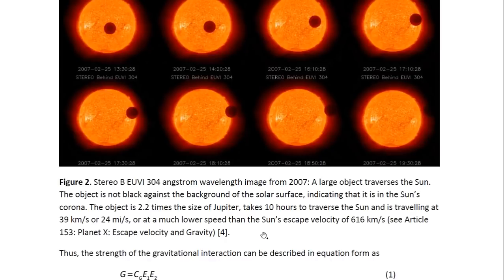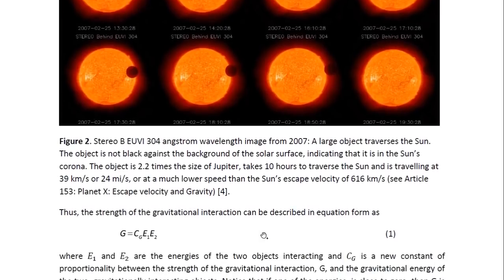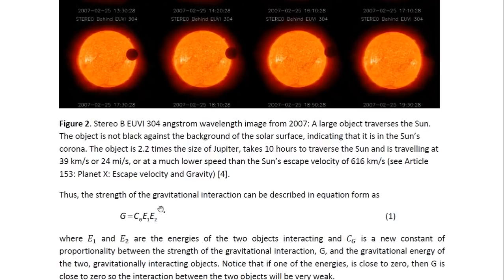And that is because, as I mentioned, the gravitational constant, which gives the strength of the gravitational interaction, is dependent on energy, and it can be described in equation form with an equation like this, where G is equal to another constant of proportionality times the energy of the two objects: the energy of the first one times the energy of the second.